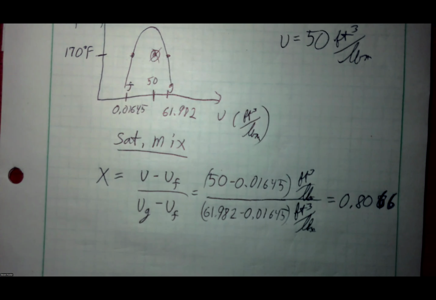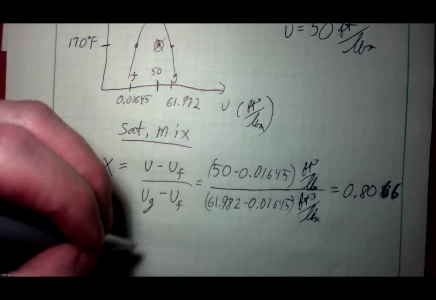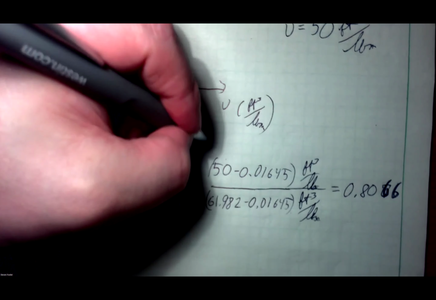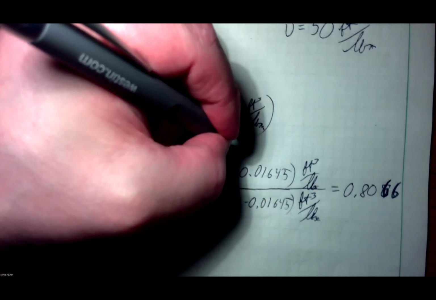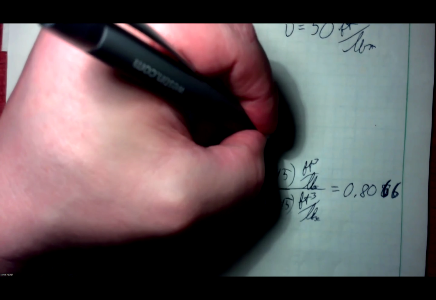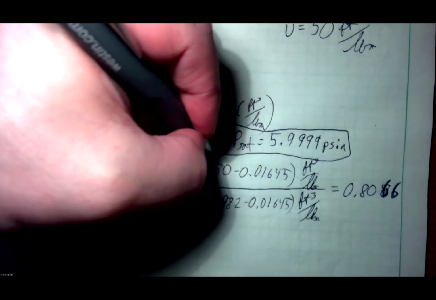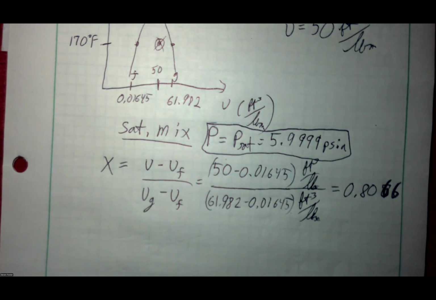5.9999 psi. So because I've got saturated, my pressure is going to equal my saturated pressure, which we can look up on the table to be 5.9999 pounds force per square inch absolute, psia. So that's my pressure. That's one answer.